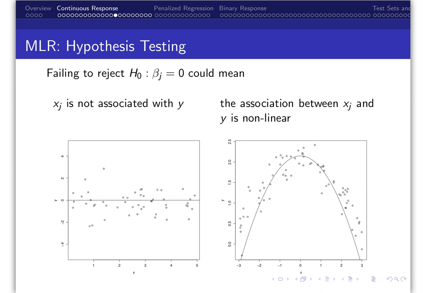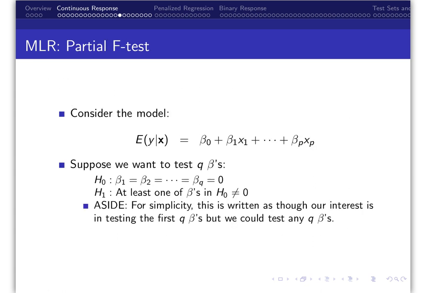Please keep in mind that failure to reject the null hypothesis indicates there is not a significant linear relationship between x sub j and y. That could mean that x sub j is not associated with y, or perhaps x sub j is associated with y, but the relationship is nonlinear.